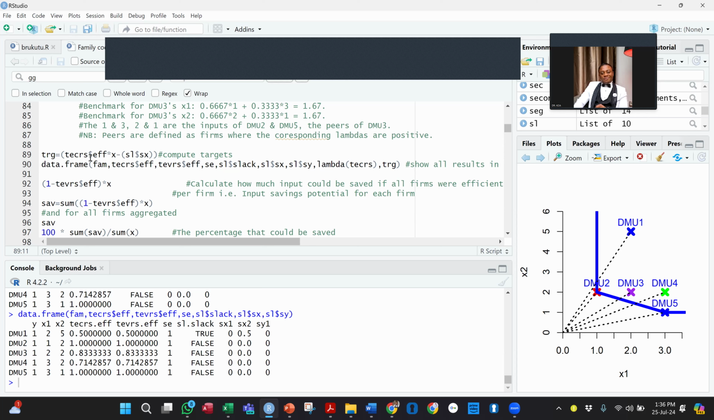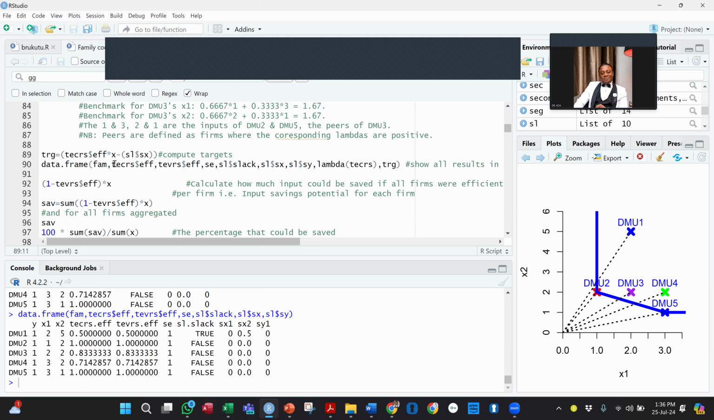TECRS $EFF times X minus bracket SL. SL is a slash. Bracket SL $SX. X SL silicon lithium $silicon xylophone. And close the bracket, and you close the bracket again.